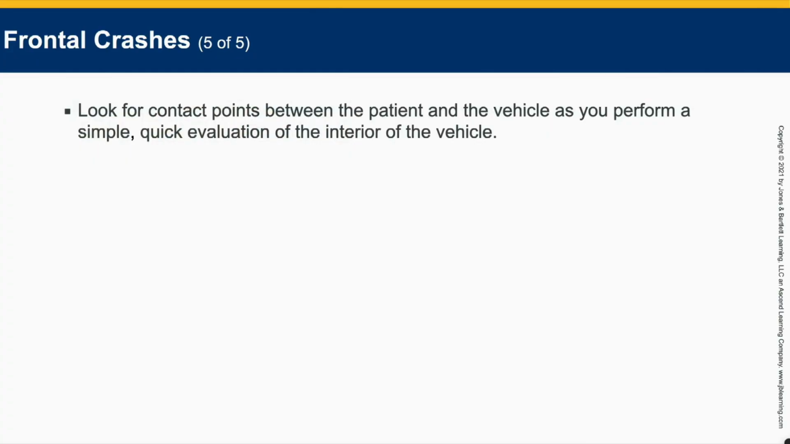To wrap up frontal crashes, one of the most important things you can do is a quick evaluation of the vehicle interior. You're specifically looking for contact points, places where the patient's body likely struck something: a steering wheel, a dashboard, windshield, door, or even the roof maybe. These points of contact give you critical clues about how the body moved during the crash and what injuries to expect. So this doesn't need to be a long assessment, just a quick scan as you're moving in, but it can tell you a lot.